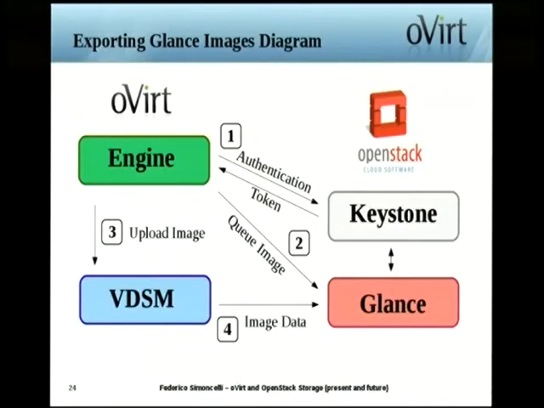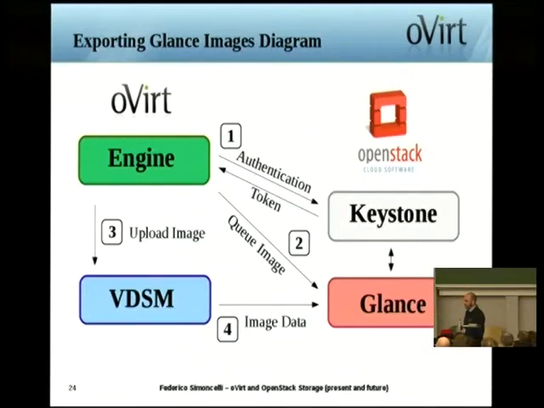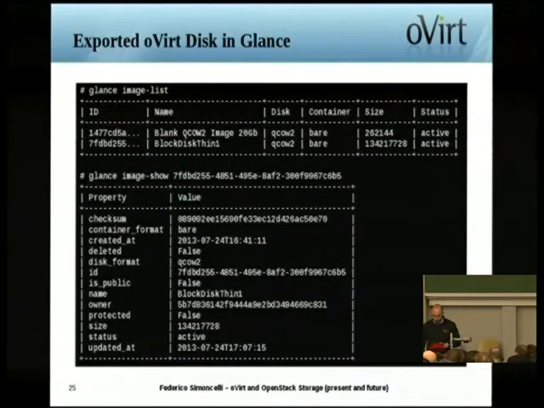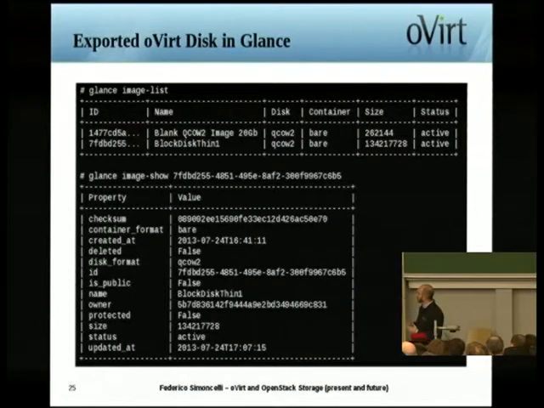The engine will go to Keystone, and it will queue the image, as I mentioned before. Basically, we prepare all the metadata about the image in Glance, but the real upload is done by VDSM. In fact, the engine sends an upload image request to VDSM that then streams the data from the volume that we have in our shared storage into Glance. In Glance, this will look like a regular image. Some of the metadata is maintained, like the name, for example.